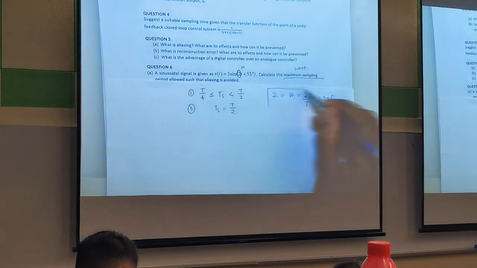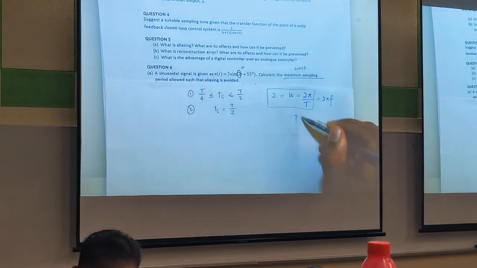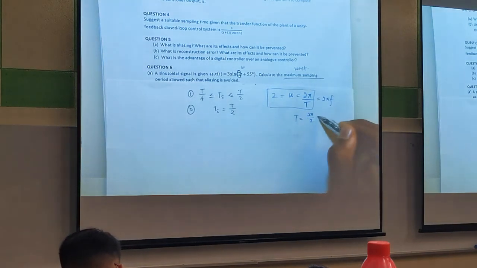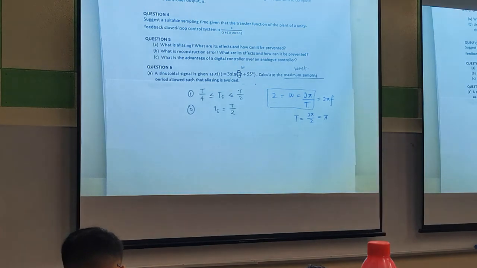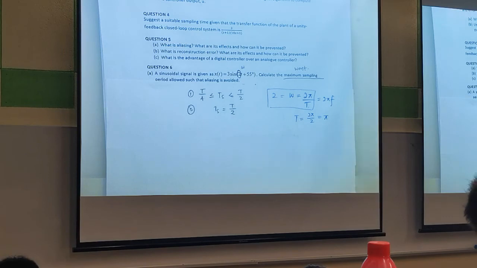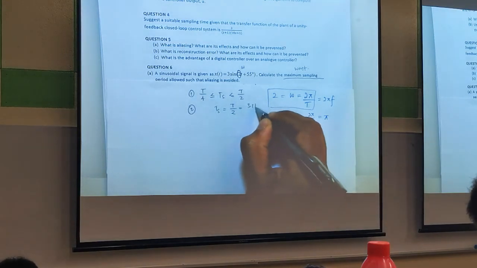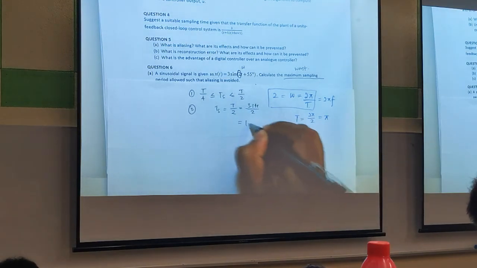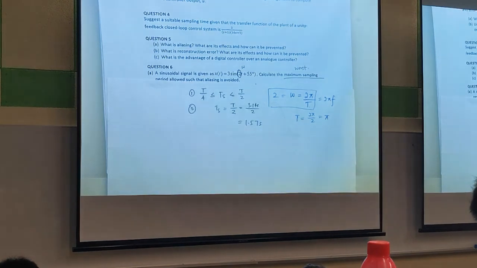Can I find my T from here? Capital T is going to be 2 pi over 2, which is just pi. Pi is 3.14, so it's just another way of writing 3.14 seconds. Now this T over 2 is going to be 3.14 seconds over 2. So my sampling period is just 1.57 seconds.